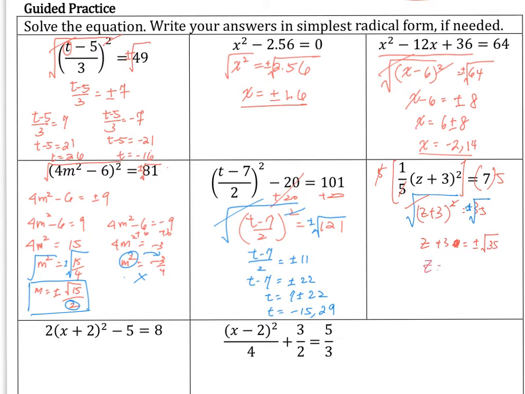So z would equal negative 3 plus or minus square root of 35. And you can just go ahead and leave your answer like this. It's already in simplest radical form.